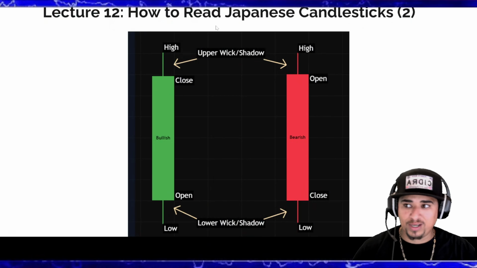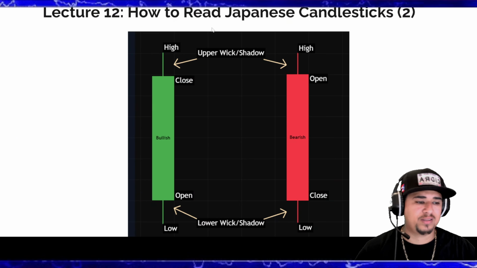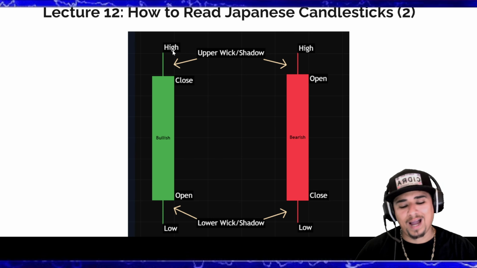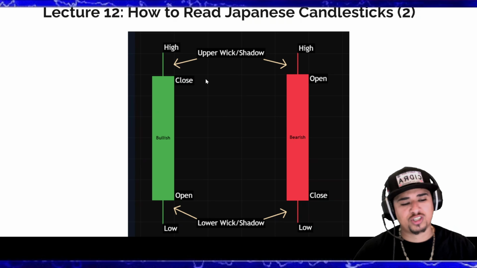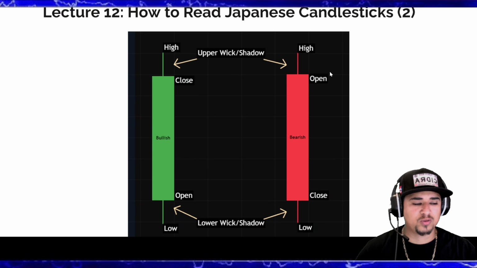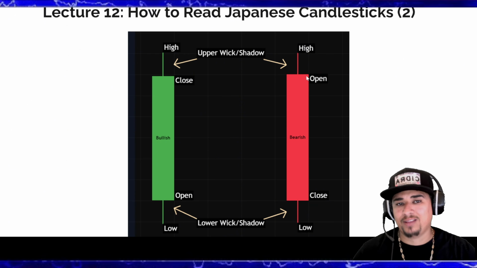So again, I'll show you this one more time. Reference this chart right here, this image. Open, close for a bullish, high, and the low. Always, the high and the low are always in the same spot, so you just need to know the open and the close. The open on a bearish candle is always at the top.